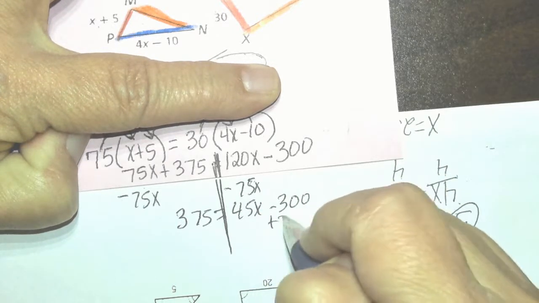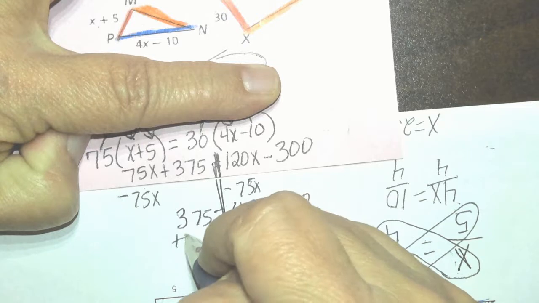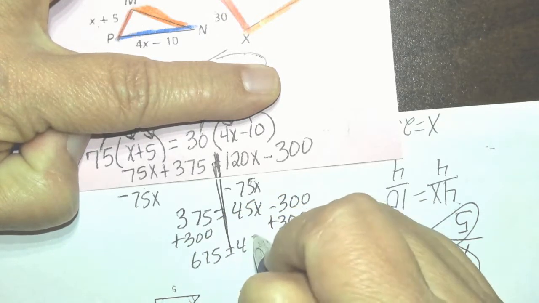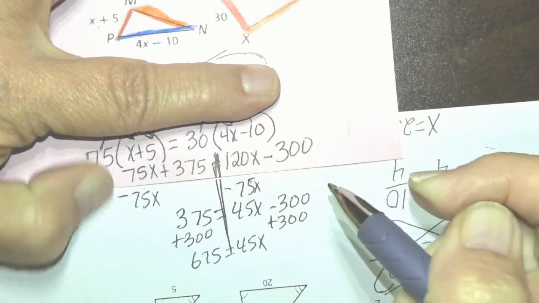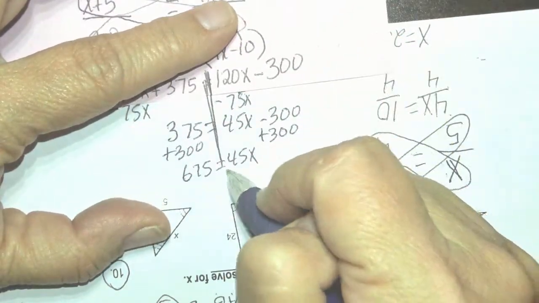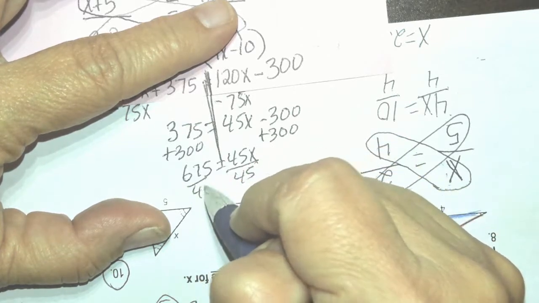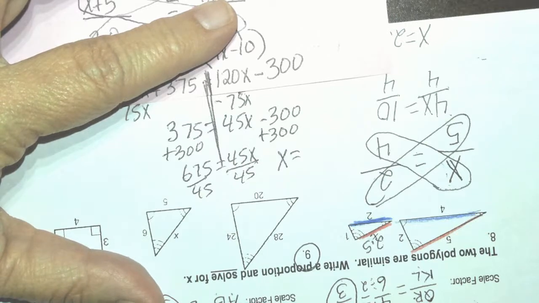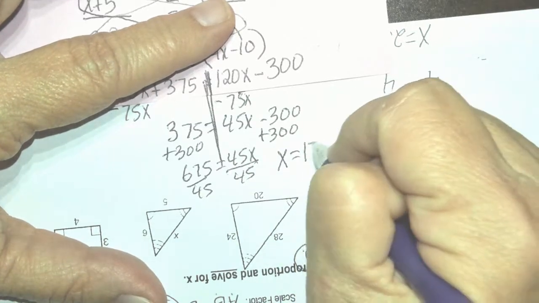So now I'm going to add 300 to both sides. And I'm going to get 675 equals 45x. Last thing I'm going to do is divide by 45. And I did this once on my calculator earlier, so it comes out to 15.